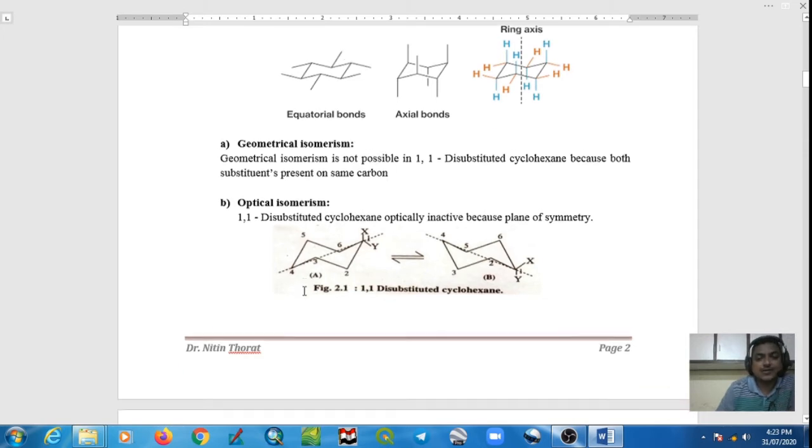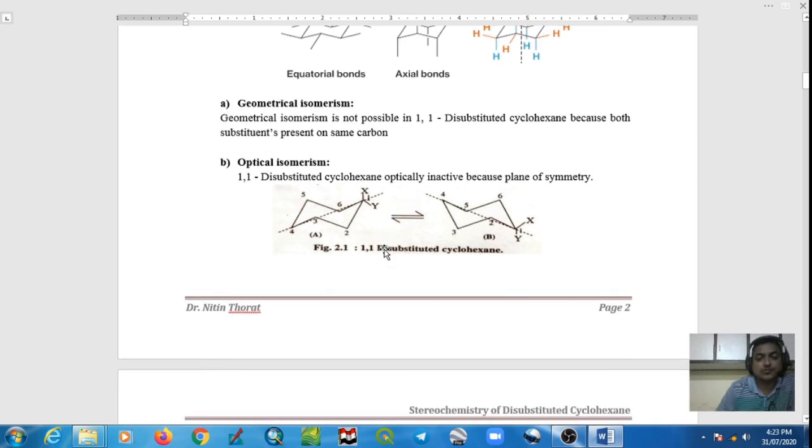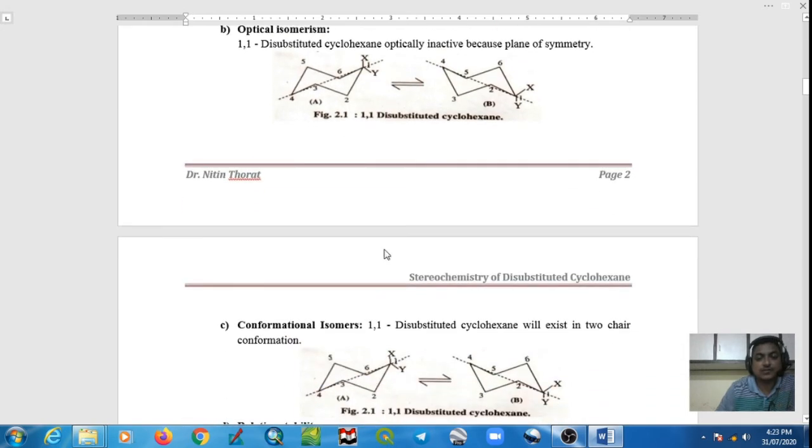Another important phenomenon is ring flipping. Ring flipping means what? Conversion of one chair into another chair is called ring flipping. So what happens in ring flipping? In ring flipping, the group which is axial becomes equatorial and the group which is equatorial becomes axial. So remember this difference. Axial groups become equatorial and equatorial groups become axial. This is useful for calculation of stability.